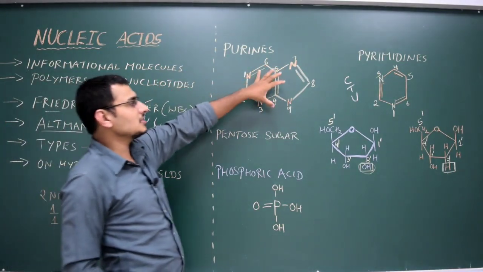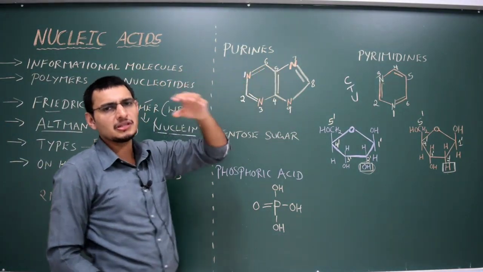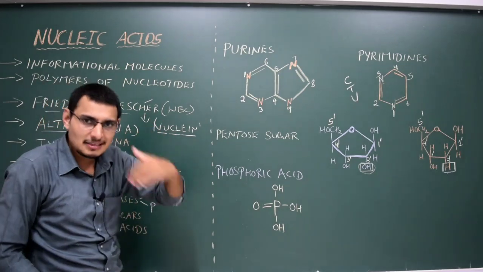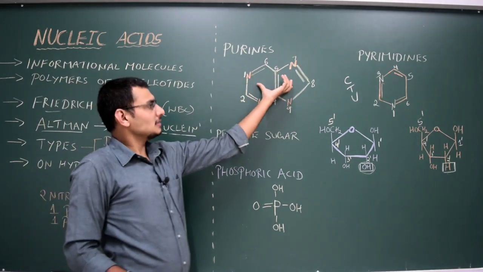And this is the basic structure of a purine. If you look into the purine, there are two types, adenine and guanine. This is the basic structure, with adenine and guanine.